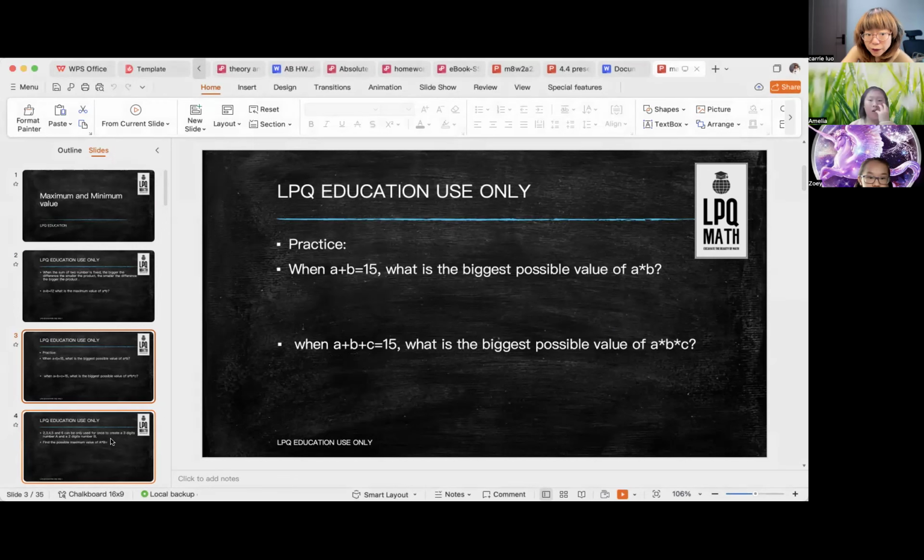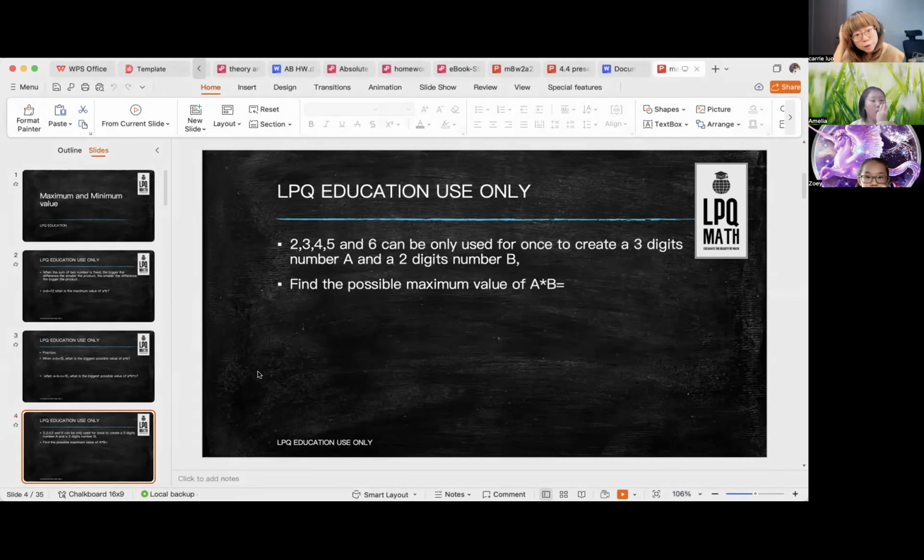Okay, so take a look at the next one, okay? 2, 3, 4, 5, 6 can each be used only once to create a 3-digit number A and a 2-digit number B. Find the possible maximum value of A times B. I would like you to try to do it yourself. You don't have to do it right now, but try to do it yourself.